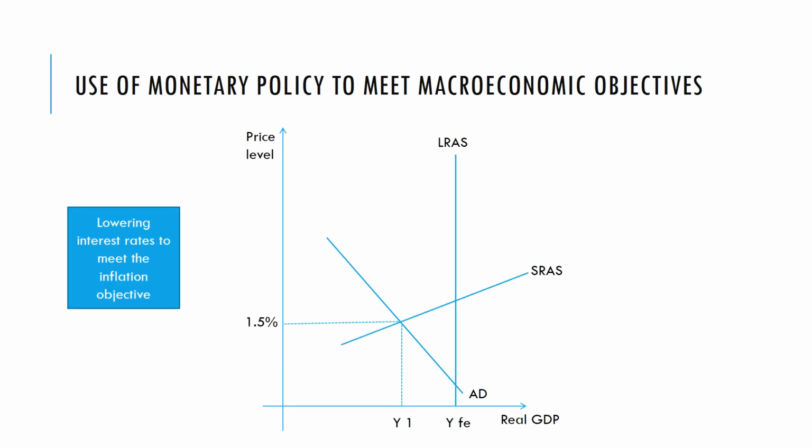If we imagine actually the economy was in a situation where the rate of inflation is 1.5% below target, the Bank of England may consider lowering the interest rate to try and encourage more aggregate demand to get back towards our 2% rate of inflation.